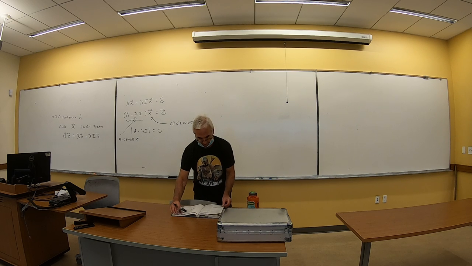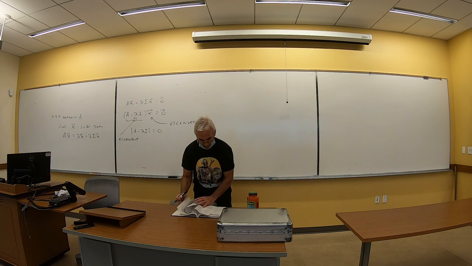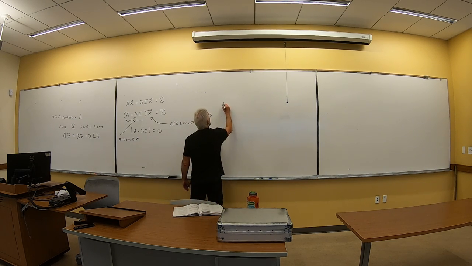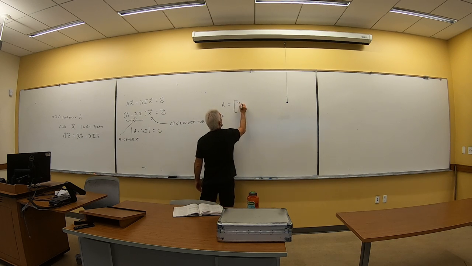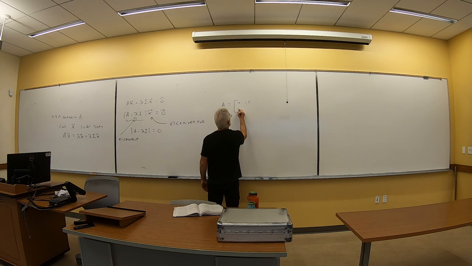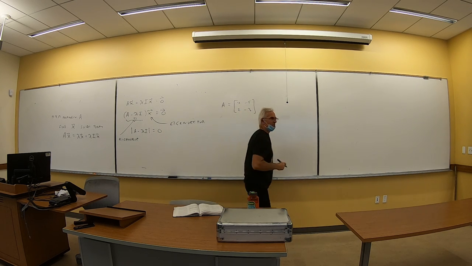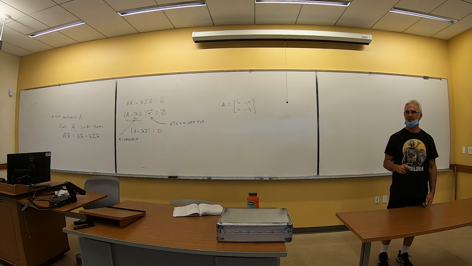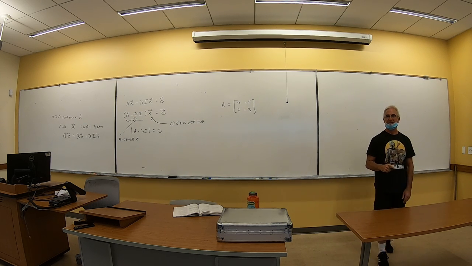Well, let's start with something fairly small. Okay? Let's let A be the matrix 4, negative 5, 2, negative 3. We've never seen this problem before. Wink, wink, right? We've only looked at this the last two classes in a row, by the way.